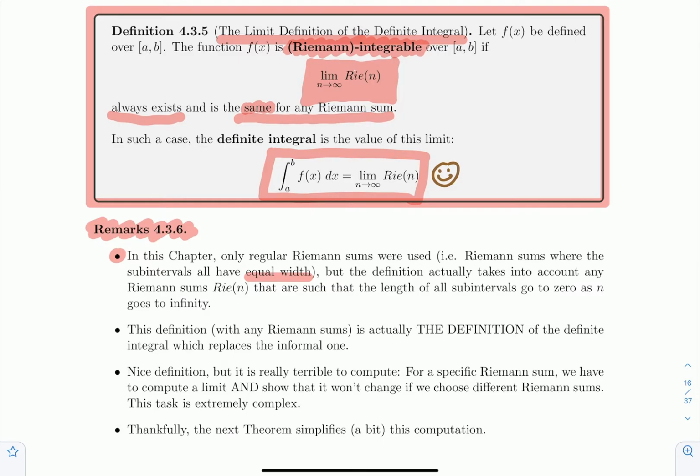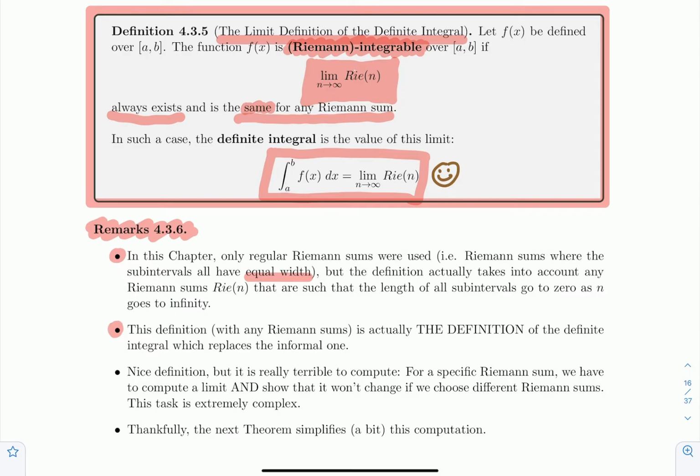You don't want to just divide a portion of the interval. Anyways, for that definition, you need to look at every single type of Riemann sum where the length of the subintervals is going to 0. So this is just saying that there's a lot of them. So it's a lot of work to actually compute the limit definition of a definite integral.